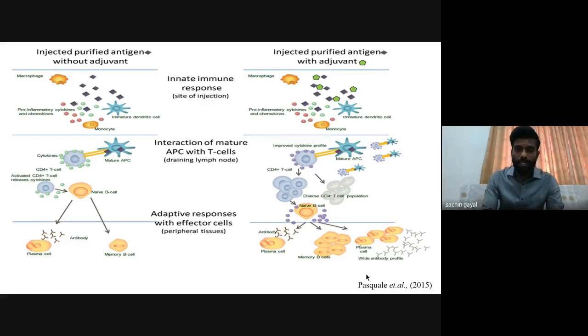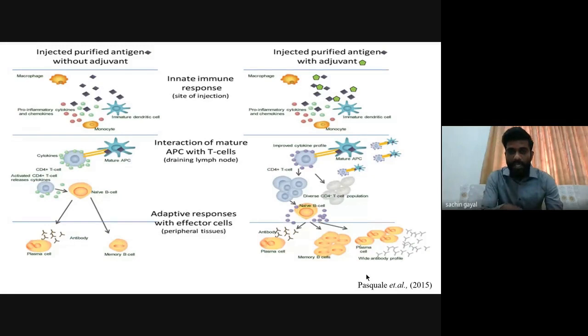We can see in this picture the basic difference between adjuvanted vaccine and non-adjuvanted vaccine. You can see after injection, the initial innate immune response involves PRP receptors, which are lacking in injected purified antigen without adjuvant. Actually, that much immune response is not produced. But in the case of injected purified antigen with adjuvant, you can see in the first stage the innate immune response.